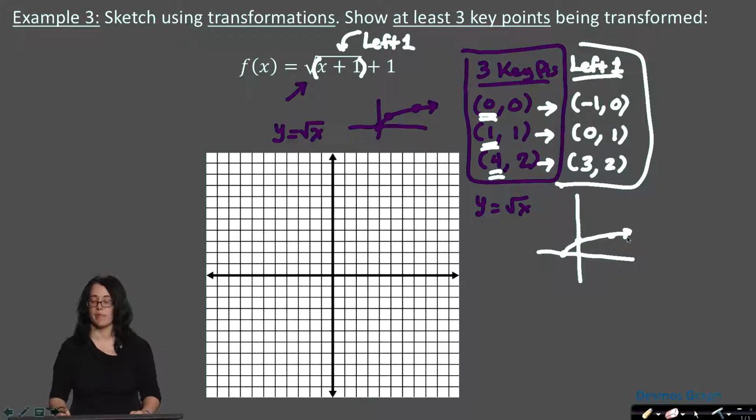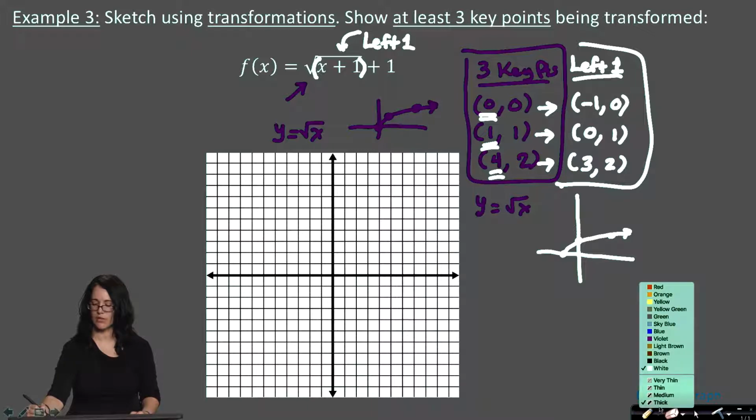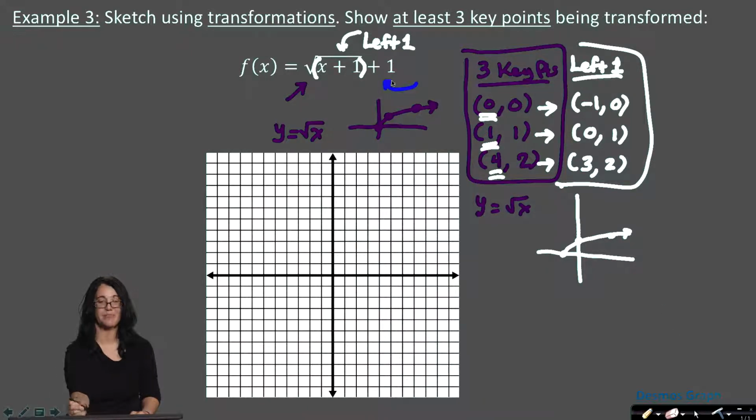Okay, so that's what's happened there. But there is one more transformation to talk about, and that is the addition at the end. We did one of these already, right? What kind of shift was that? Vertical. So it's saying go up 1 unit. So if I want to draw this as going up 1 unit, that means my y values need to be adding 1 to them, right?